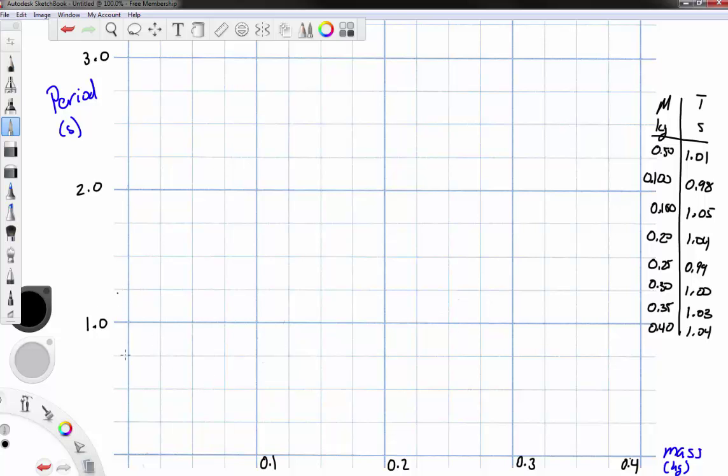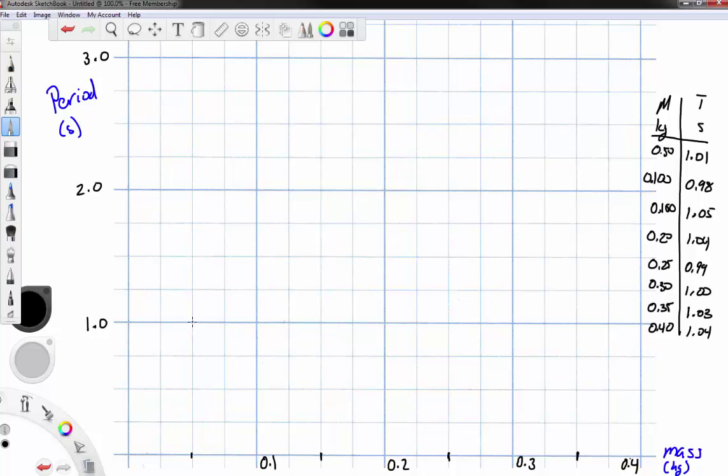And given the increment size here, this would be 0.25, 0.5, 0.75, 1. And over here, this one is the 50 gram, this is 150, this is 250, this is 350. So given that, all these periods are pretty close to 1.